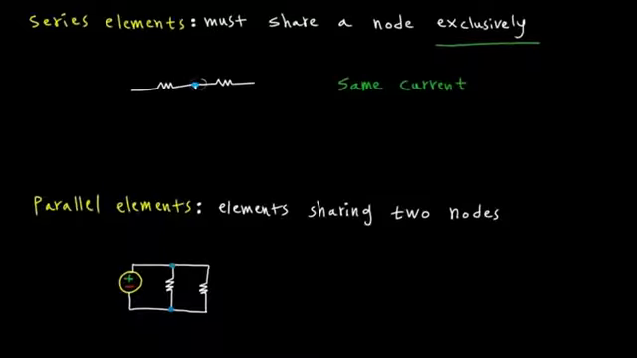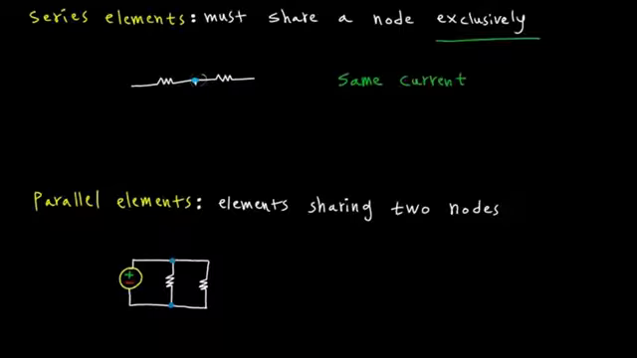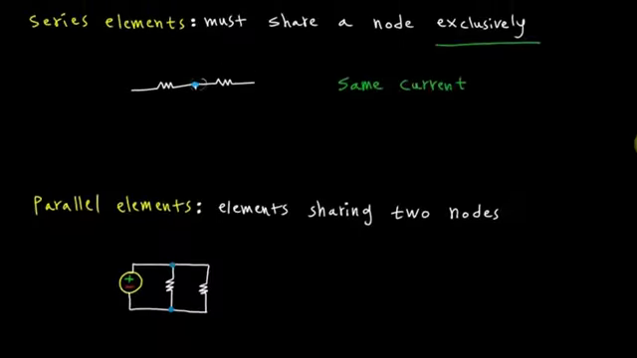Now, parallel elements, you could say that those are elements that share 2 nodes. So in the example below here, you can see a voltage source and 2 resistors. And for them to be in parallel, they must share 2 nodes to be considered parallel elements. And the special property of parallel elements is that they will have the same voltage across them.